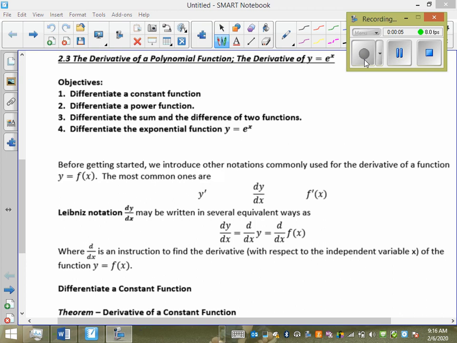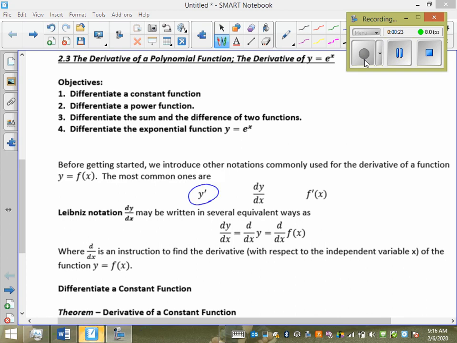Okay, so 2.3, the derivative of a polynomial function, the derivative of y equals e to the x is what we're going to look at today. So before getting started, we introduce other notations commonly used for the derivative. So if they say y equals f of x, they could ask you for y prime. That means the first derivative.